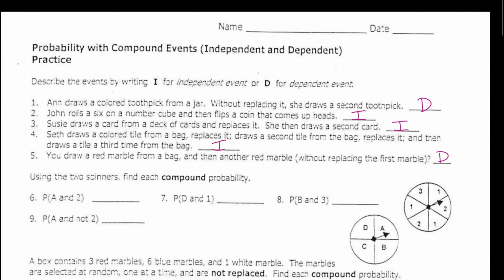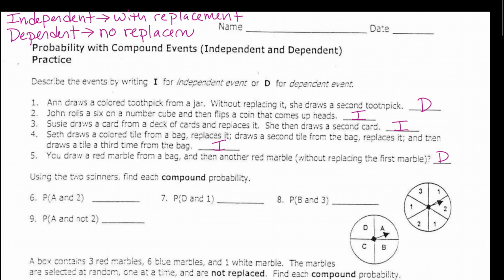So up at the top, I want you to write independent. And what makes two events independent, a good keyword is with replacement. With replacement. And then dependent, a good keyword would be no replacement. Independent and dependent.